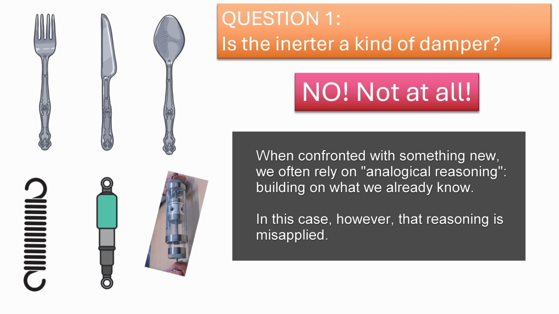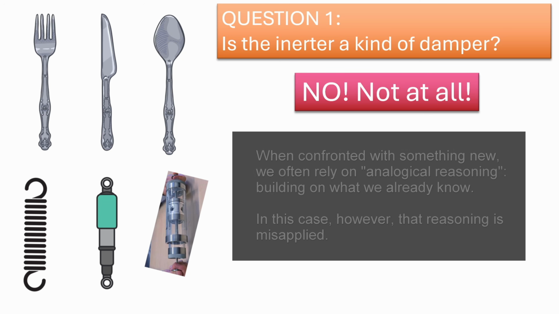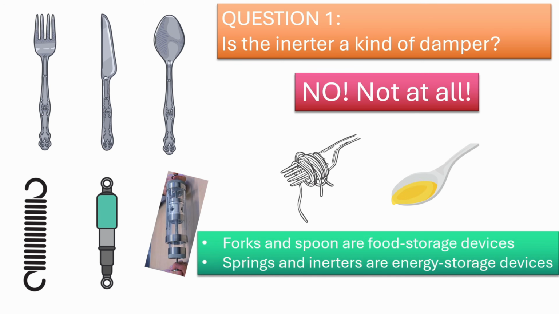But actually, if we really want to compare the Inerter to something that we know, the Inerter actually is much more similar to a spring than a damper. That's the case for spoon and forks. Spoon and forks take food from the plate, they store the food and they carry it to the mouth and then they release it at the right moment. That is exactly the same behavior of springs and Inerter. They are energy storage devices.